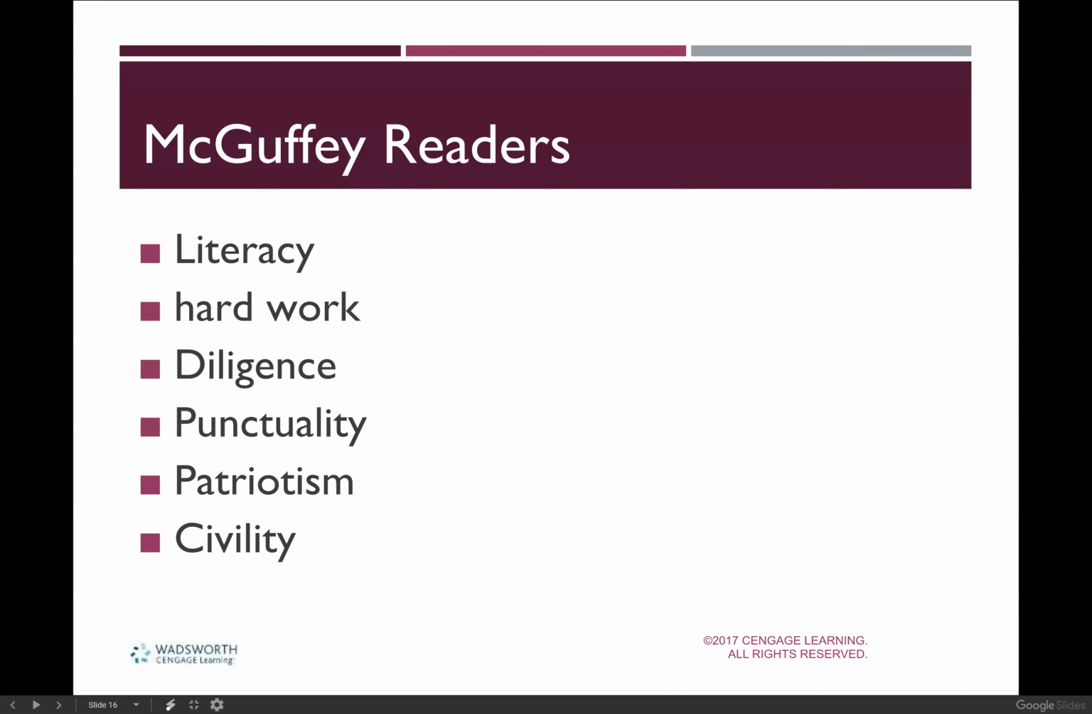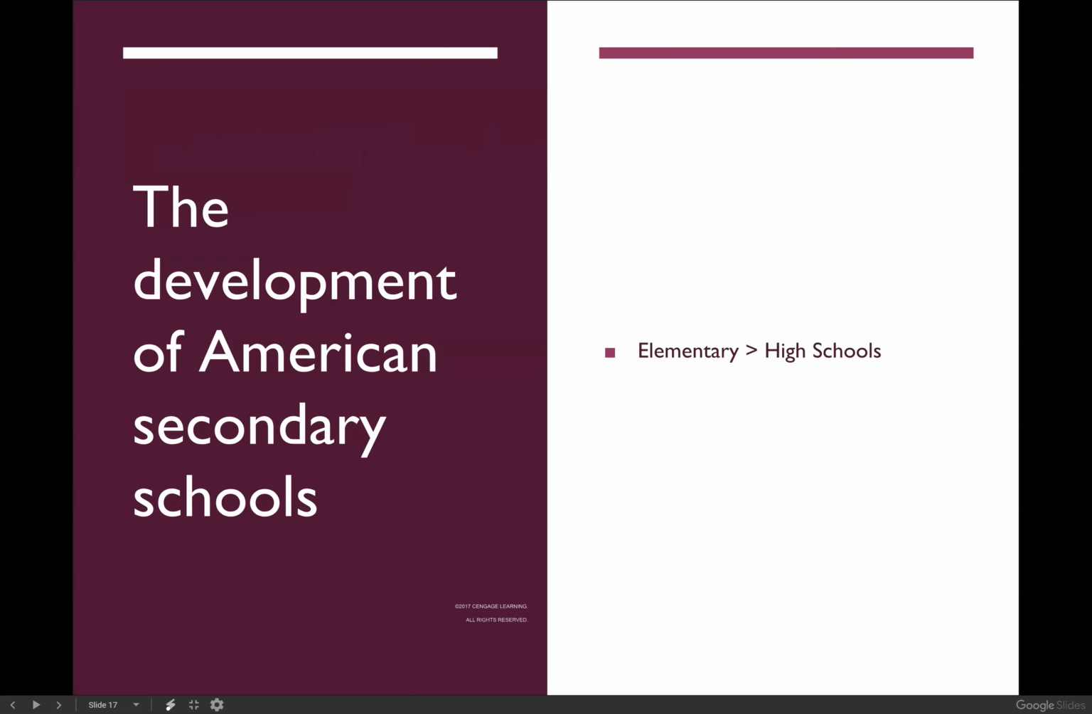There were the McGuffey readers, and these were the readers that were used in many schools at the time. They focused on some key aspects. Literacy was one of the biggest things that communities wanted to focus on, to make sure we have literate citizens, literate people in their communities. They reinforced hard work, diligence, punctuality, so making sure people got to school on time, patriotism, right? We said that we had the Pledge of Allegiance every morning, and civility, so there were certain manners or mannerisms that were encouraged or required.